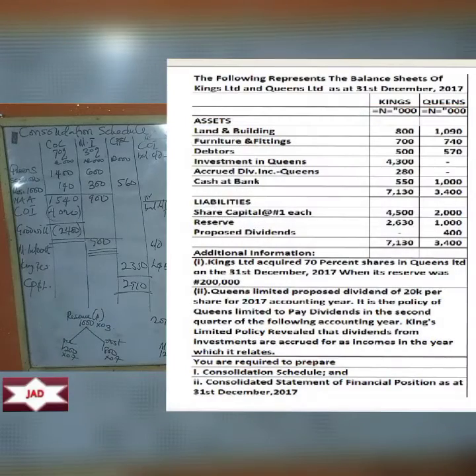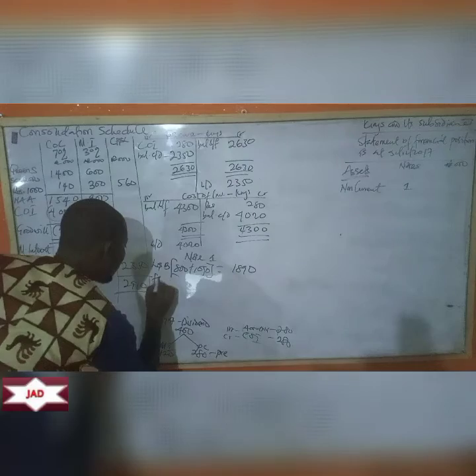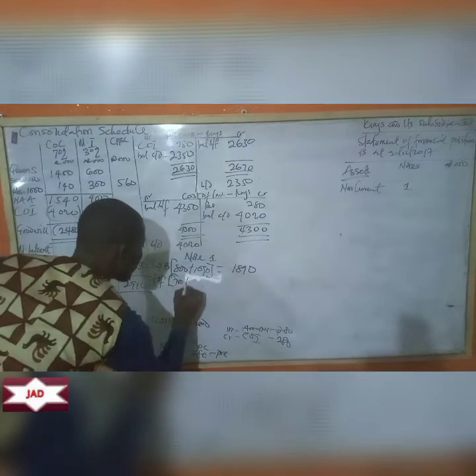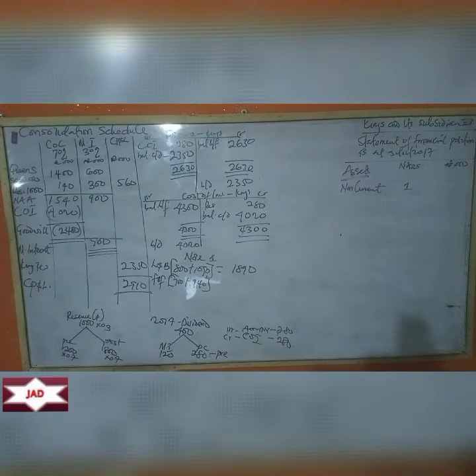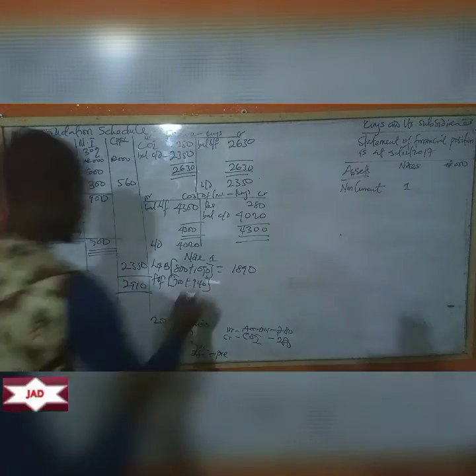Furniture and fittings, we have 700, 740. F and F, 700, 740. So what do you have? 700 plus 740, 1440.